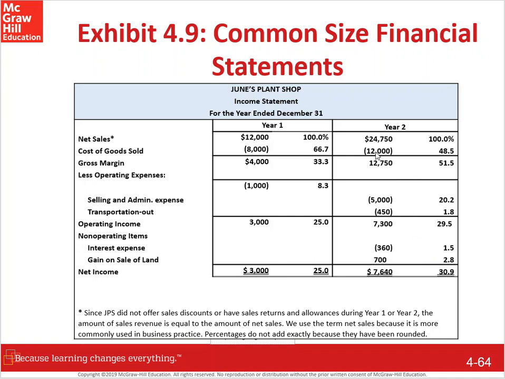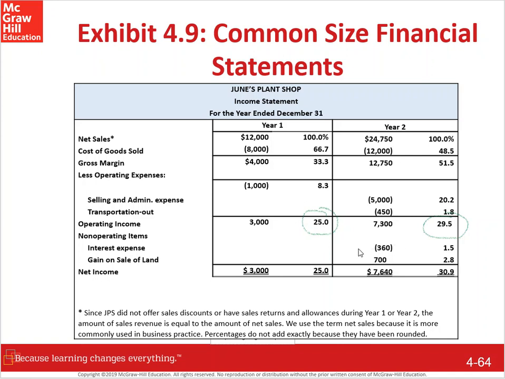So what I see is that our cost of goods sold percentage went way down, 48.5% versus 66.7%. And our gross margin percentage then went way up from only 33.3% to now 51.5%. So that's a big increase in our gross margin percentage. But then we've got some more expenses this year. We've got selling and admin and transportation out, and we end up with operating income of $7,300. Well, without percentages there, I'm not totally clear if $7,300 of operating income based on $24,750 of sales is better than $3,000 of operating income based on $12,000 in sales. But because I have the percentages there, I can see that $7,300 is actually better. It's 29.5% is our operating income. So that's better than 25%.